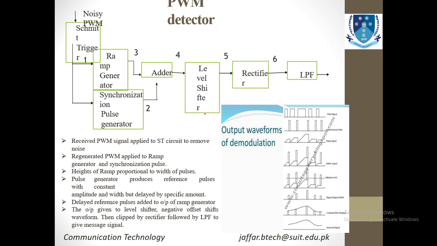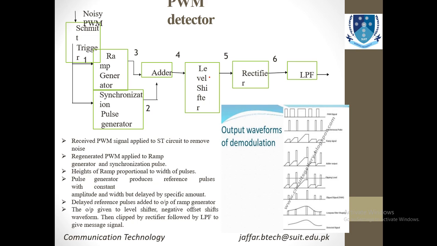So this is the working of the PWM detector. You can see that all of these blocks are already there. The first one is the Schmitt trigger. It was there at the transmitting end while you were generating the PWM signal using an indirect method. There is also a ramp generator, there is also a synchronization pulse generator, and there is also an adder, and there is also a level shifter. A level shifter is a new term for you, I hope so. If you have heard about this, well and good. If not, I will tell you in a few brief points, but we will also discuss that in the class as well.